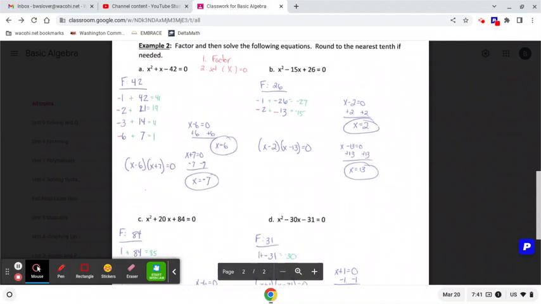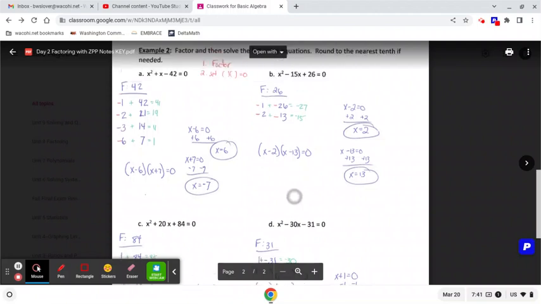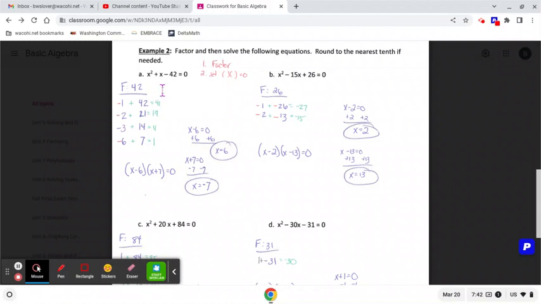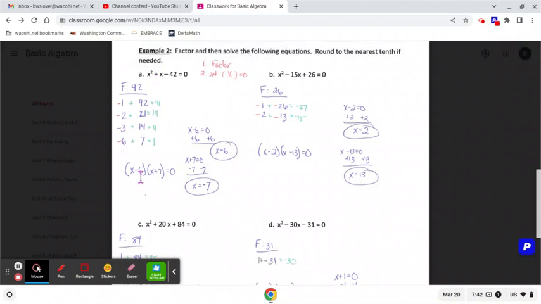Example 2 is having you do the same thing, but this time instead of binomials, we're focusing on trinomials. So we're going to round to the nearest tenth if needed. So we list our factors of the last term, or the constant, and then we see which ones add to give us the middle number. Notice on most of these, I listed all of the factors, and then I did the math to figure out which one is going to add, in this case, letter A, to give me positive 1, which is the negative 6 and 7. So I factored it, okay?